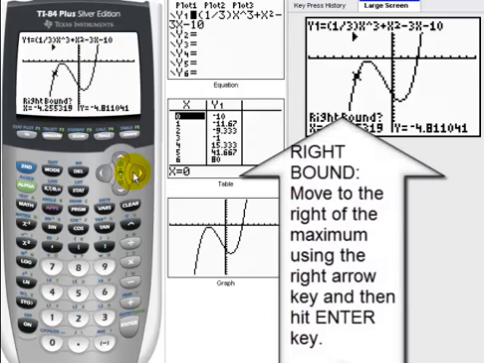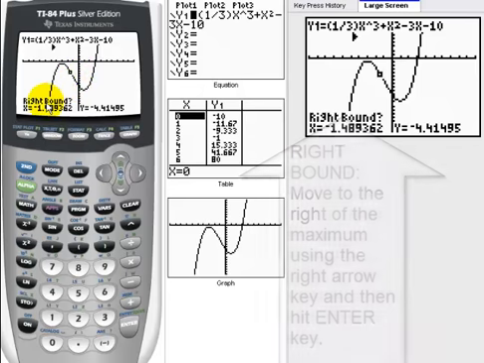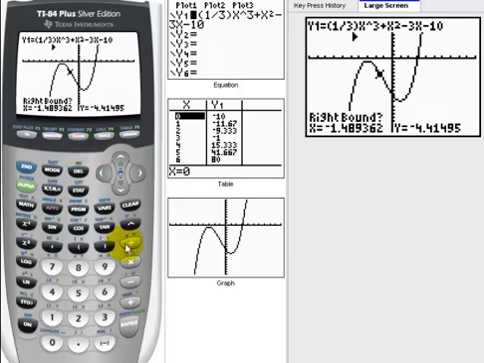So I'm going to do the same thing with that blinking cursor. I'm going to move about to where I believe the maximum is, roughly there, and I'm going to move to the right a couple places. Now, how far right should I go? Doesn't really matter. The only thing I want to be careful of is don't move it all the way to here. If I move it over here, then I'm encompassing a minimum inside the maximum range. So really doesn't matter how far you move to the right, just make sure you don't move so far that you encompass another max or min value. 4 or 5 clicks is usually good enough. And let's hit enter. There's my right bound.